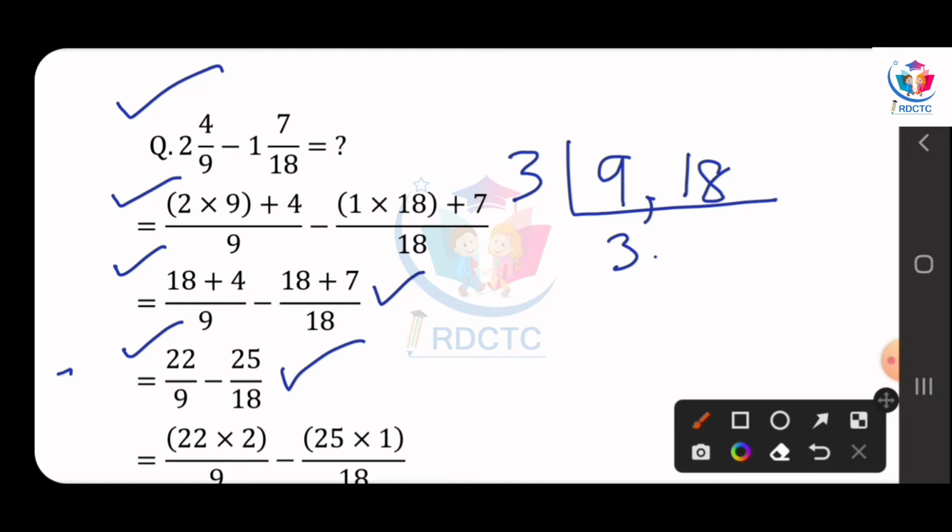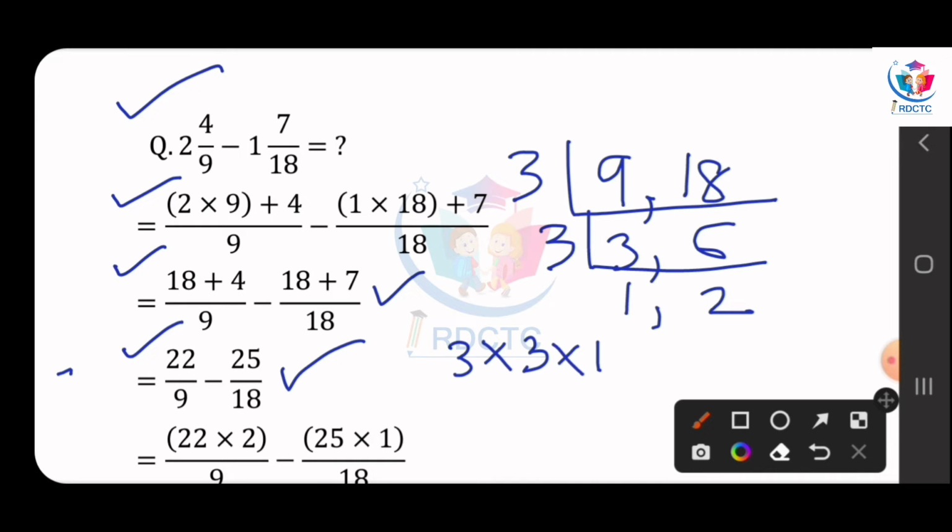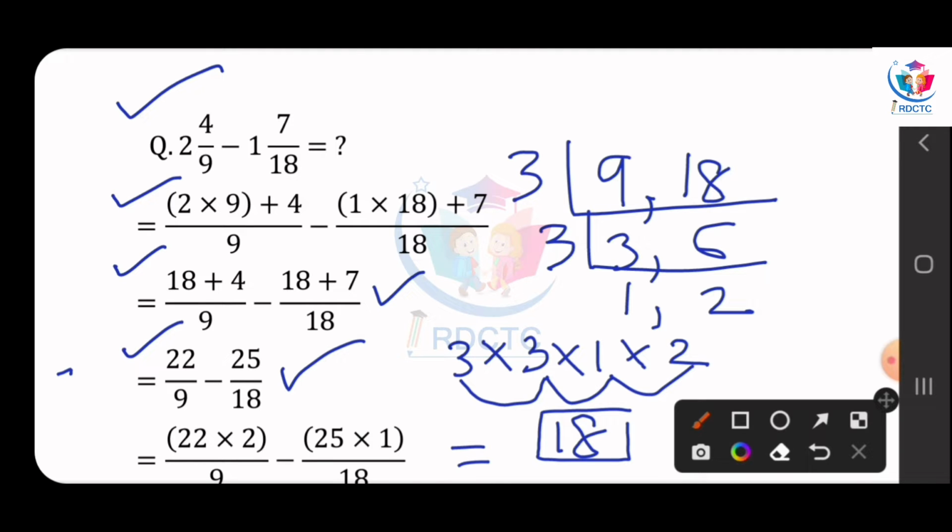3 3s are 9 and 3 6s are 18. Now I divide them by 3 again. 3 1s are 3 and 3 2s are 6. Now I multiply all the numbers: 3 into 3 into 1 into 2. 3 3s are 9, 9 1s are 9, 9 2s are 18. Okay, and the LCM is 18.